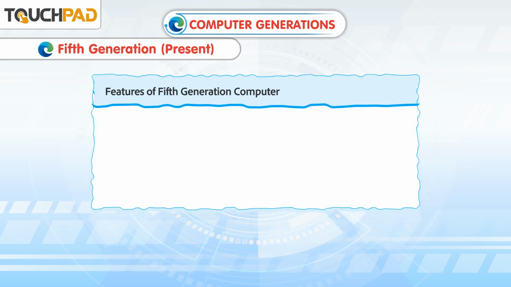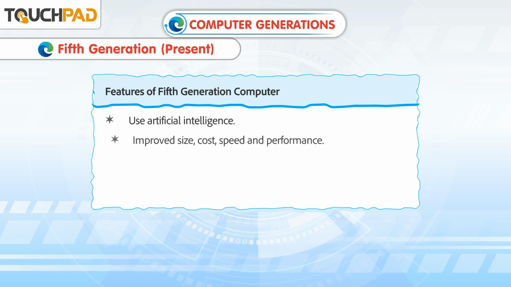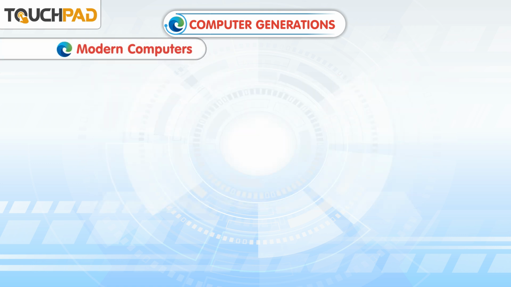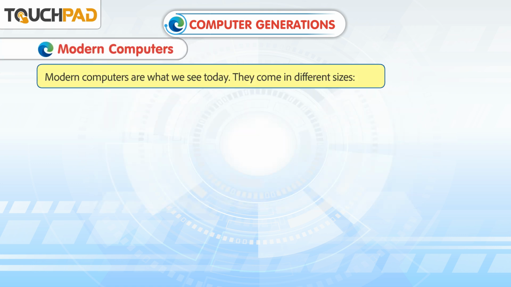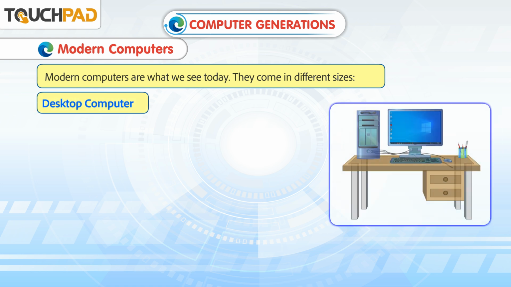Features of fifth-generation computers: use artificial intelligence, improved size, cost, speed and performance, think and learn on their own. Modern computers. Modern computers are what we see today. They come in different sizes.